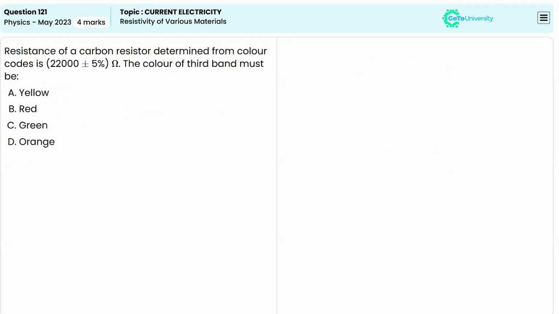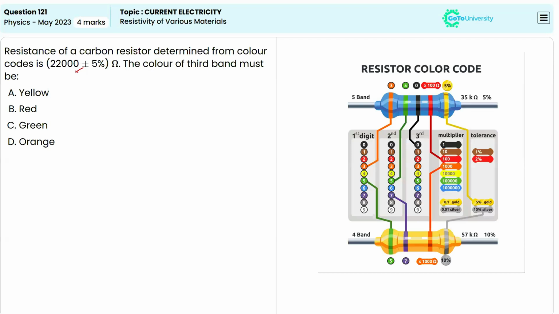Now let us solve the next question. The next question is about finding the third color band of a given resistor value. Here the resistor value is given as 2200 plus or minus 5%. We can solve this question by using the color code. The question says the resistor has three bands, right? So if we check the color code, the given value is 2200 plus or minus 5%, right?